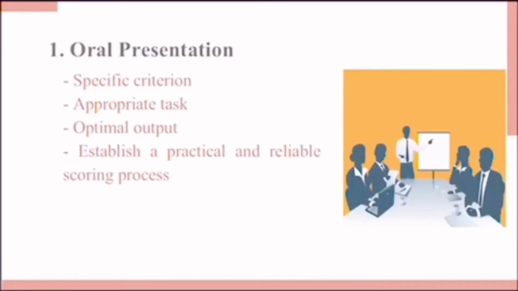The first one is oral presentation. So the rules for effective assessment must be involved. The first one is specific criterion, and then appropriate task, and then optimal output, and also establish a practical and reliable scoring process. So for oral presentation, a checklist or grid is a common means of scoring or evaluation. The washback effect of such a checklist can be enhanced by written comments from the teacher.